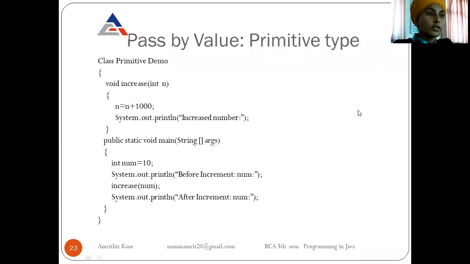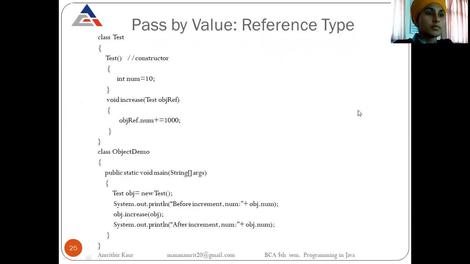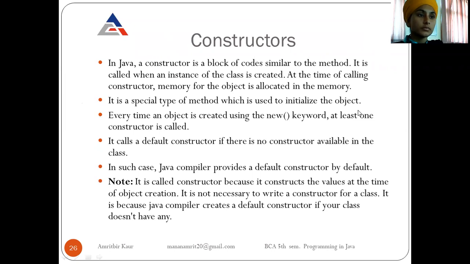So now our next topic is constructors. In Java, a constructor is a block of code similar to a method. It is just like a function. It is called when an instance of the class is created. At the time of calling the constructor, memory for the object is allocated. So when the object of our class is created, the constructor is called by the compiler.